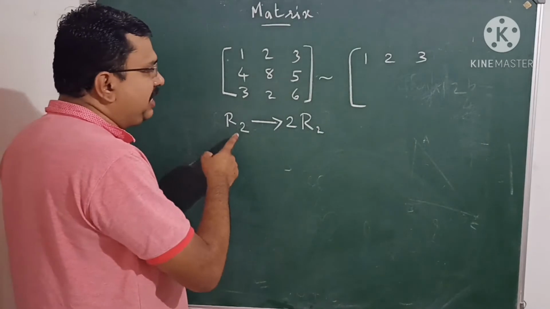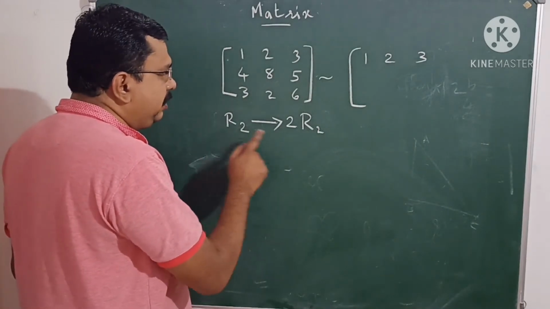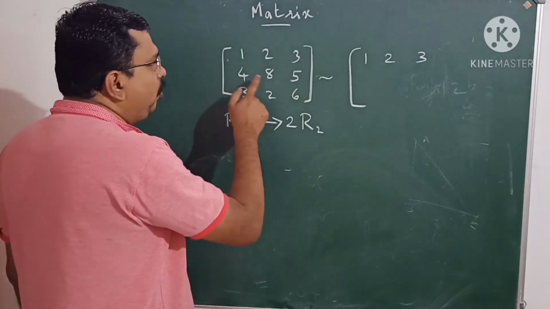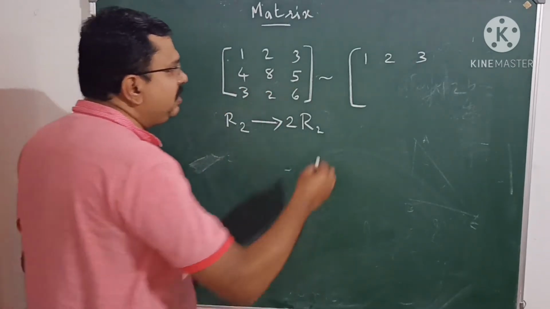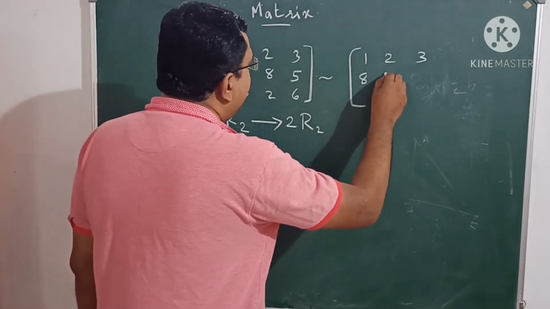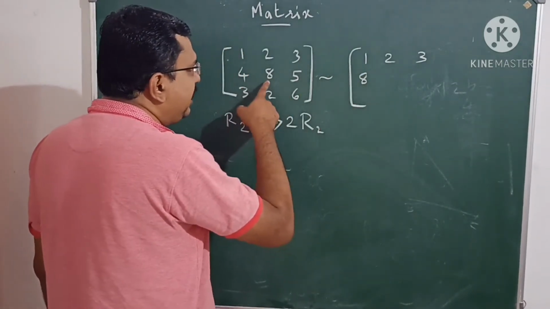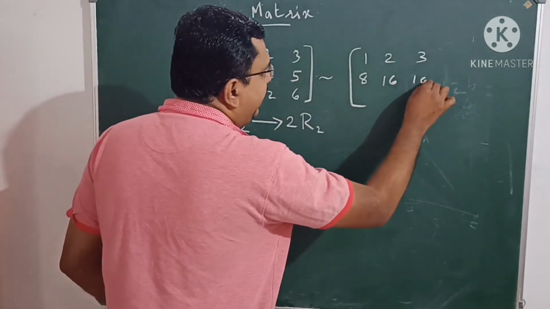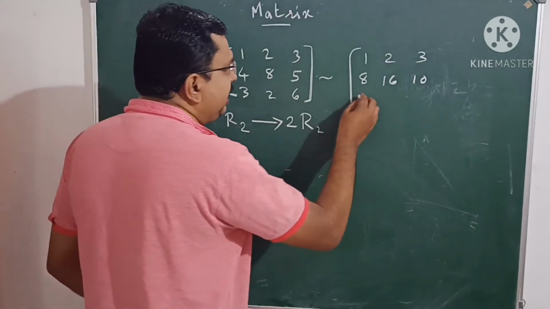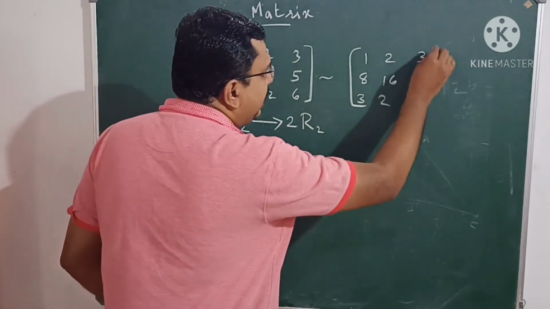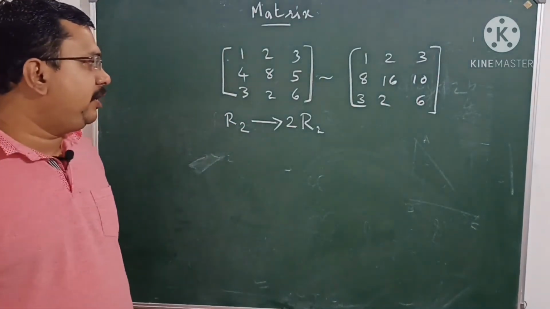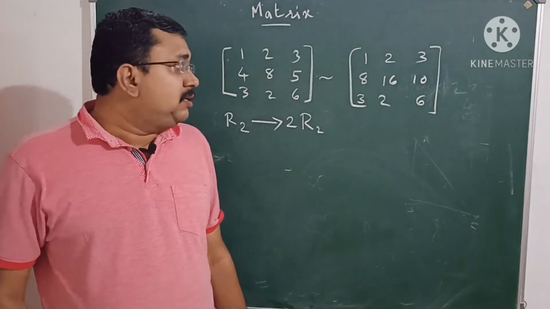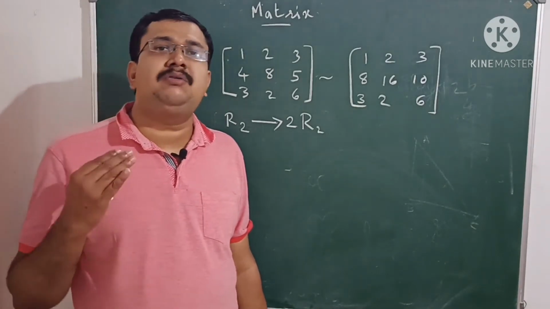Second row, what happened to the second row? Remember that the second row is multiplied by a non-zero scalar 2. Therefore 4, 8, 5 will become 8: 4 into 2 is 8, next 8 into 2 is 16, 5 into 2 is 10. The third row is the same, 3, 2, 6. That is, the second elementary row operation is we can multiply a row or column by a non-zero scalar.